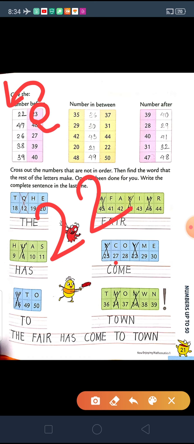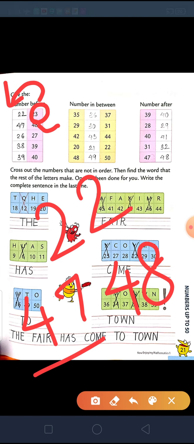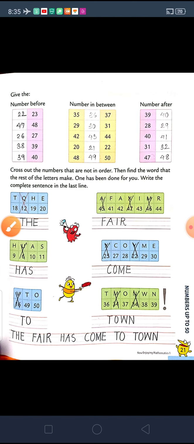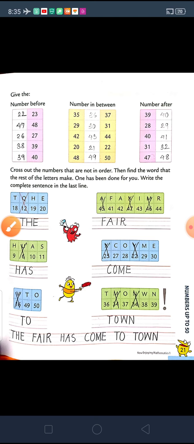Next is 48. So before 48 what comes? 47. So you will write 47 in that column. Then before 27, 26 comes. Before 39, 38 comes. Before 40, 39 comes.